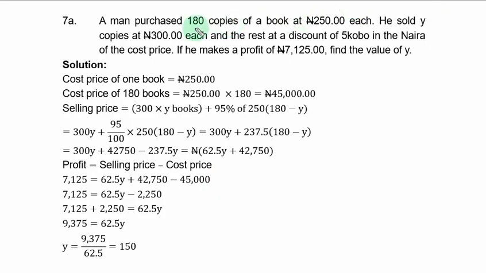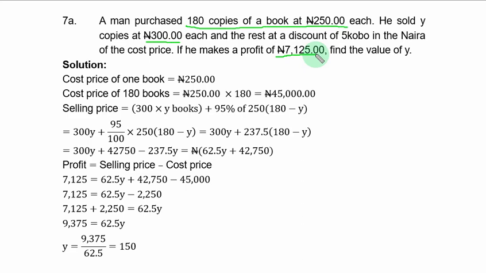Question 7a. A man purchased 180 copies of a book at 250 naira each. That is the cost price for one. He sold y copies at 300 naira each, and the rest at a discount of 5 kobo in the naira of the cost price. If he makes a profit of 7,125 naira, find the value of y.